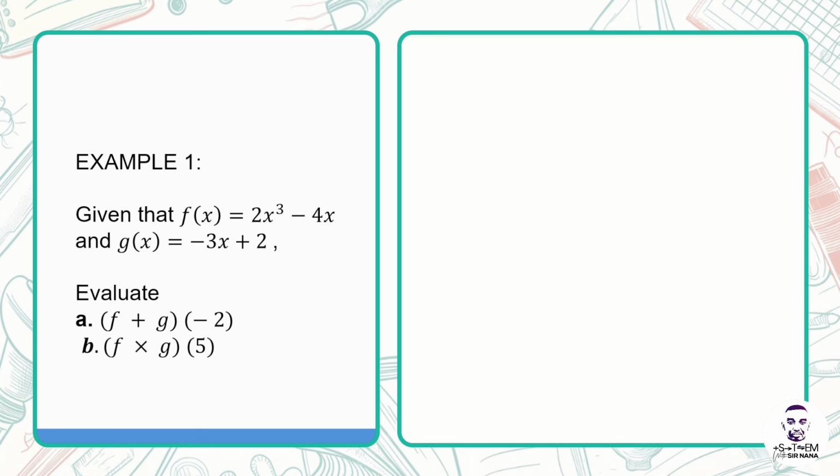So in the second question, we have been given the functions as well. We have the function f of x. Let's write f of x out again, which is equal to 2x cubed minus 4x. Then we have g of x equal to -3x plus 2. Now the question is asking us to find f multiplying g, and all this evaluated at 5.